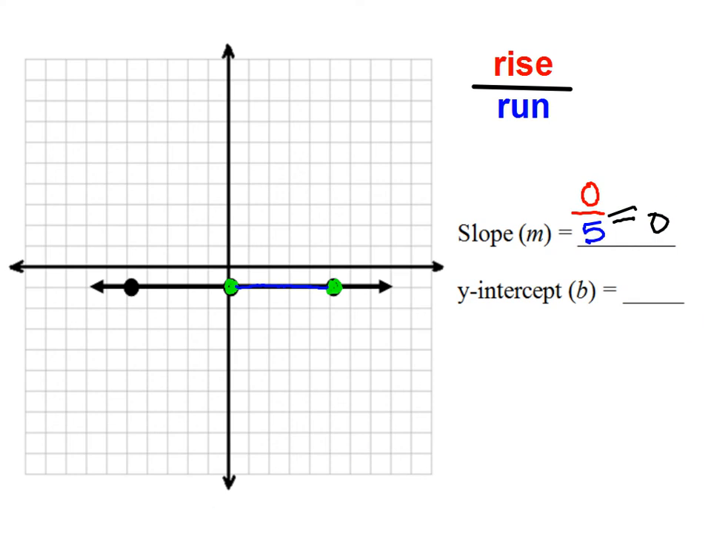The y-intercept, though, is again where my line crosses the y-axis. In this case, my line crosses the y-axis down at -1, so my y-intercept is -1.